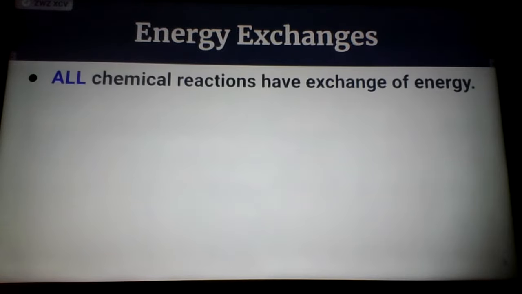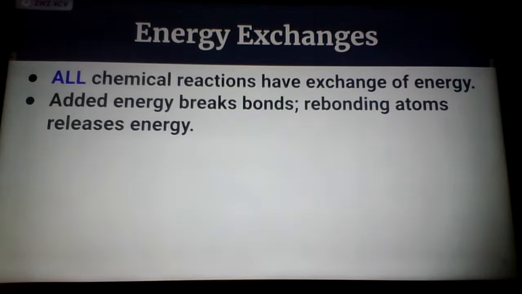In energy exchanges, in all chemical reactions, energy is exchanged, and the energy could change form from one kind of energy to another. The law of conservation of energy you will see on the screen before too long. But all chemical reactions have an exchange of energy. The added energy can help break the bonds, and then those particles can recombine, rebonding as you see on the screen there, and the atoms that rebond release that energy. And that's why a lot of them end up feeling hot, exothermic, as you'll see in just a moment. But there's always an exchange of energy in any chemical reaction.